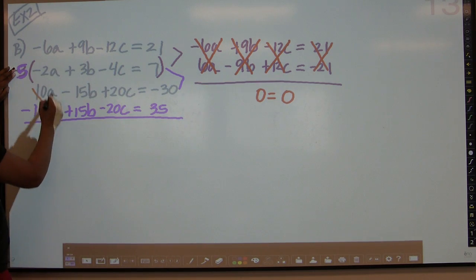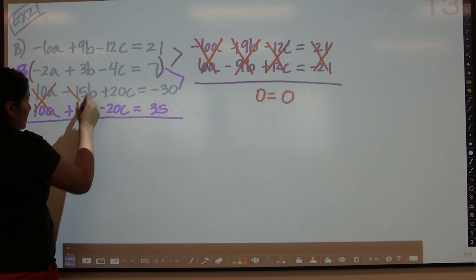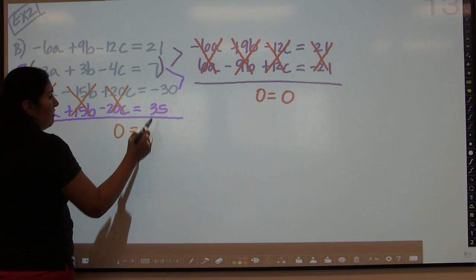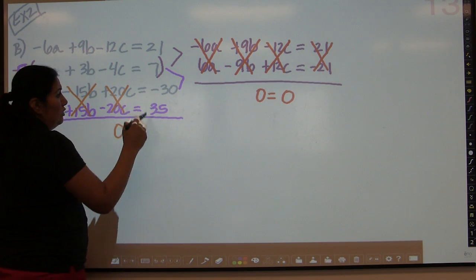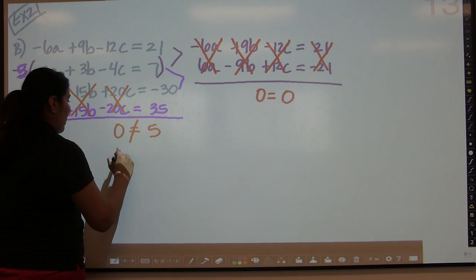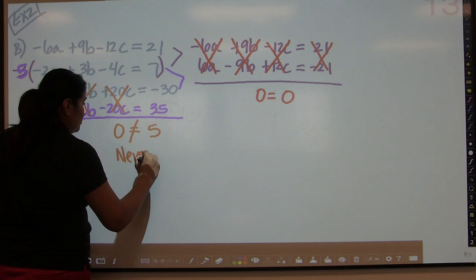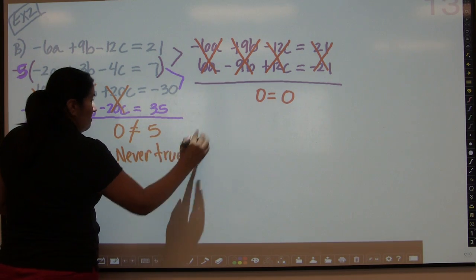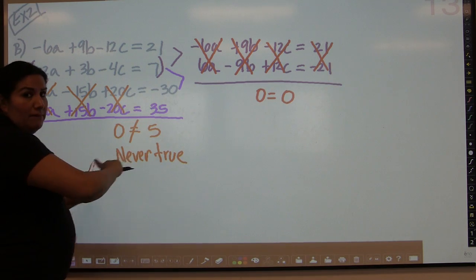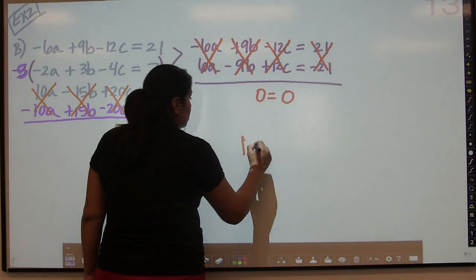So the a's will cancel, and then the b's also cancel, and the c's cancel, giving you a 0 on the left. But 30 and 35 do not cancel. 35 minus 30 is actually 5, and 0 does not equal 5. So this portion is never true. So even though that one was always true, this one is never true. That combination is going to give you a no solution.